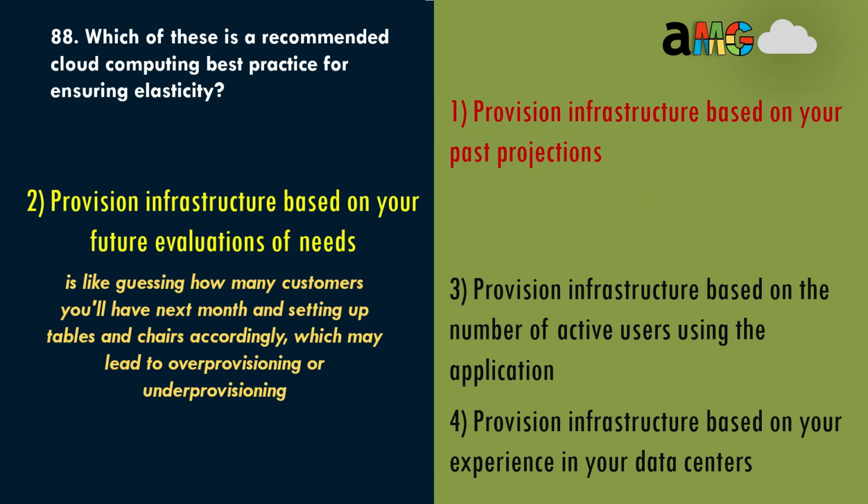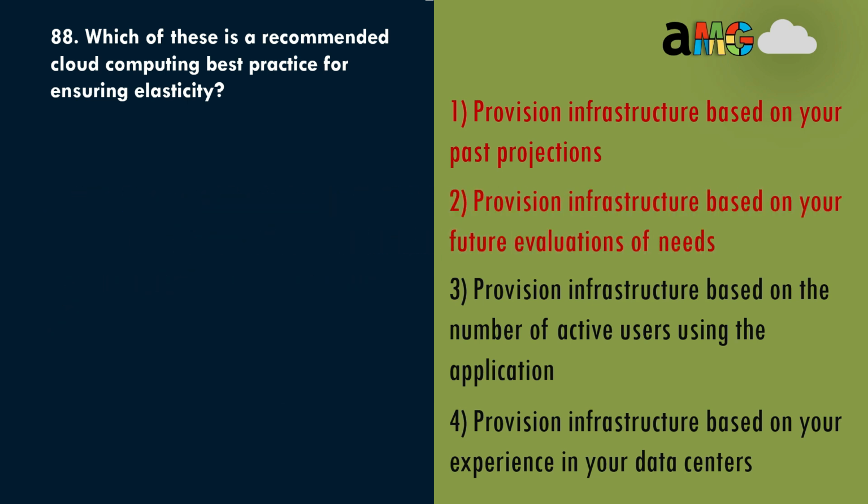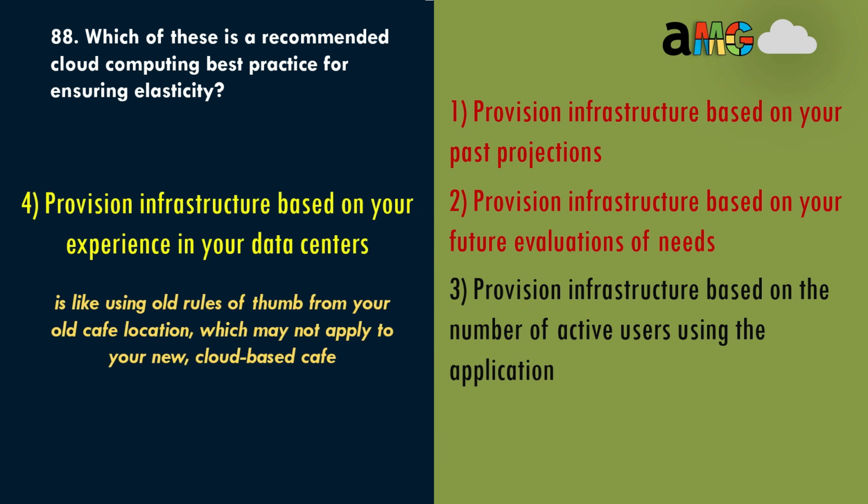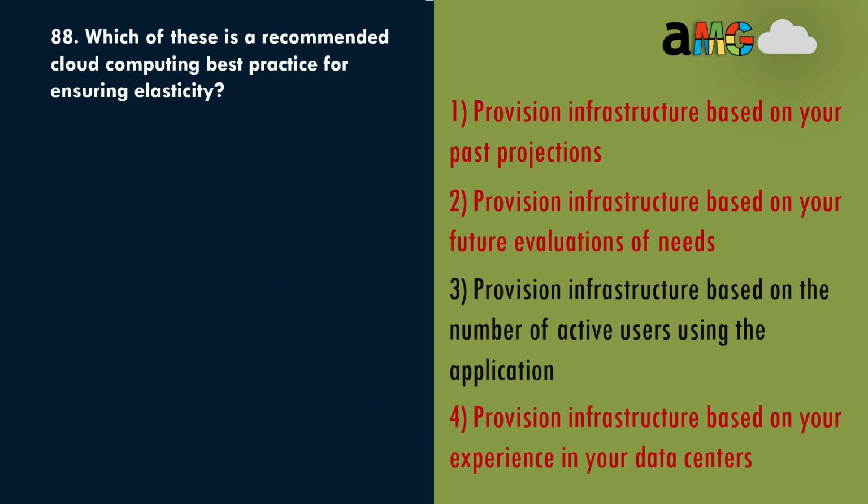Now option 2, provision infrastructure based on your future evaluations of needs is like guessing how many customers you'll have next month and setting up tables and chairs accordingly, which may lead to over provisioning or under provisioning. Alright, so this is also the wrong answer. Option 4, provision infrastructure based on your experience in your data centers is like using old rules of thumb from your old cafe location, which may not apply to your new cloud-based cafe. Okay, so this is also the wrong answer.